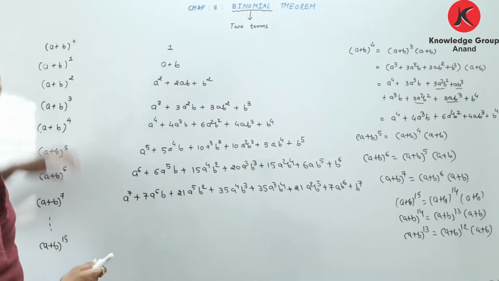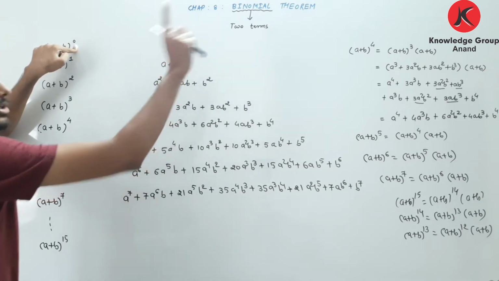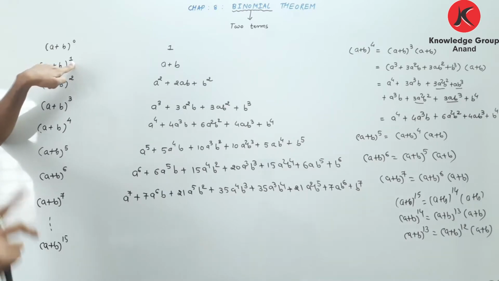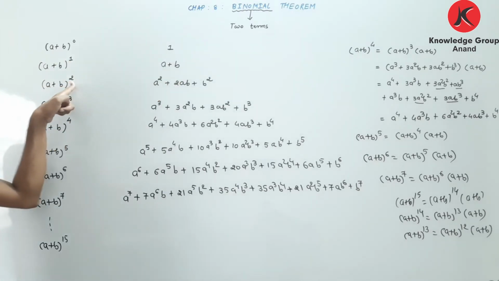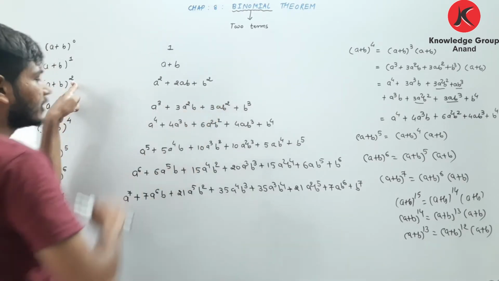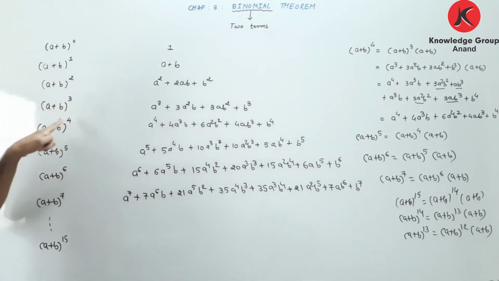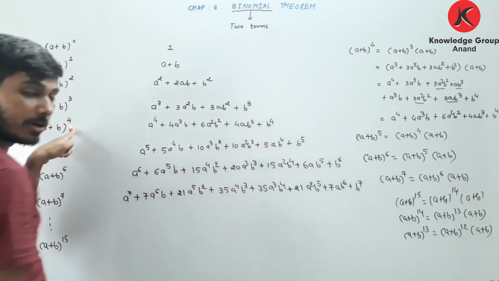Now the main important observations. See the first observation. If (a+b) raised to power 0 is there, then how many terms will you get in your answer? Single term, only one term. If the power is 1, then you will get 2 terms. If the power is 2, then we will get 3 terms. Power 3, then we will get 1, 2, 3, 4 terms. If the power is 4, then we will get 1, 2, 3, 4, 5 terms here.